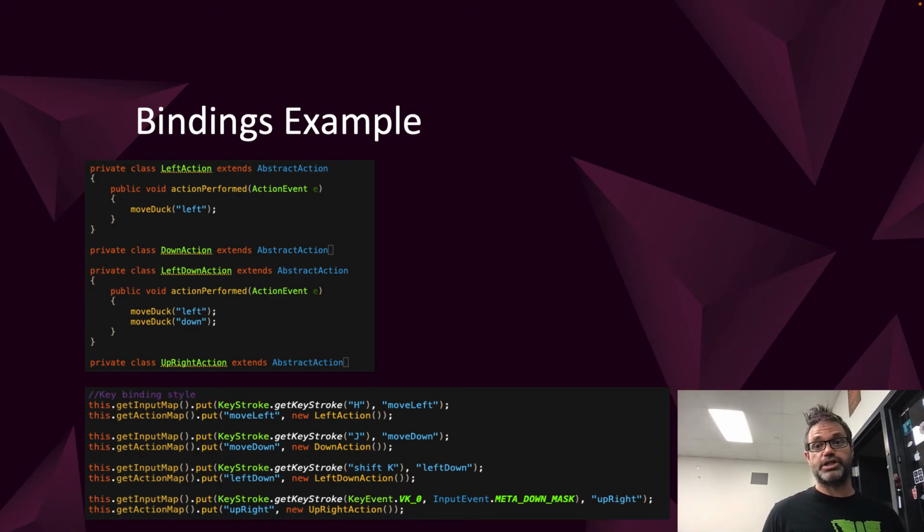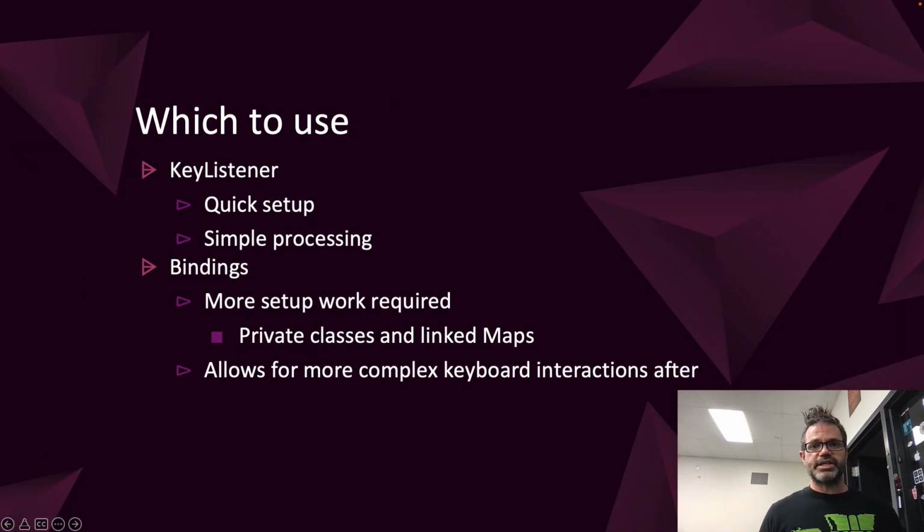So I can have multiple different keys being pressed at the same time and then associate that with an action. So let's take a look at which one we want to use. If you want to use the key listener, if you're just doing a really quick project or you just want a quick setup, all you have to do is add the key listener and just do the anonymous class and those three required implemented methods. It's good for a quick setup and it's really good for simple processing.